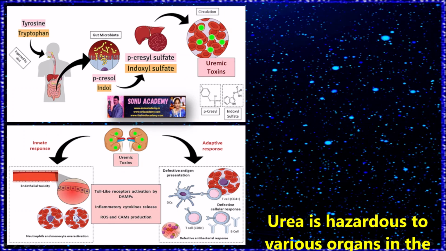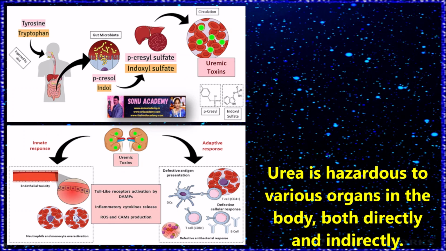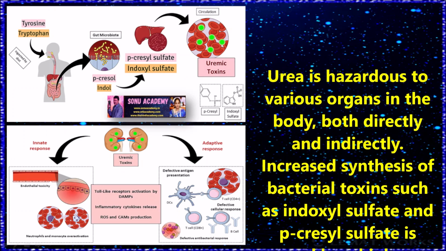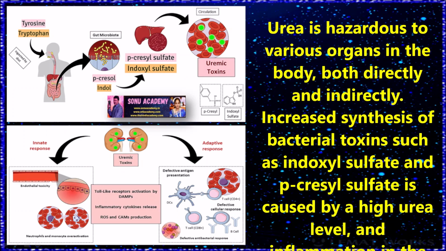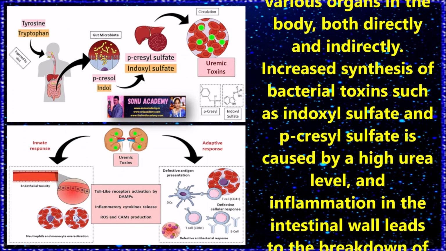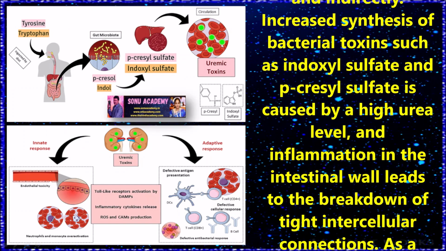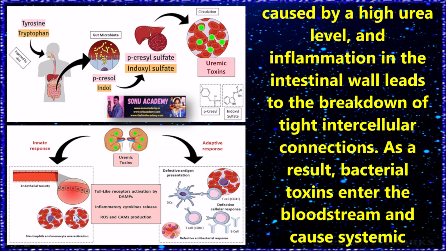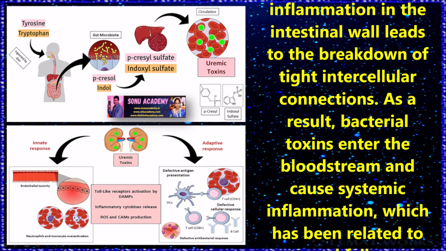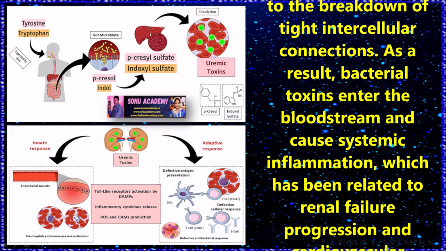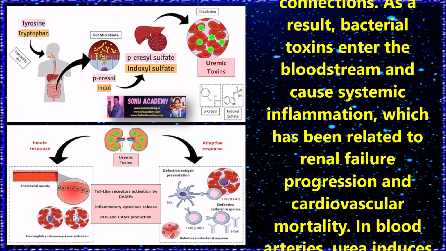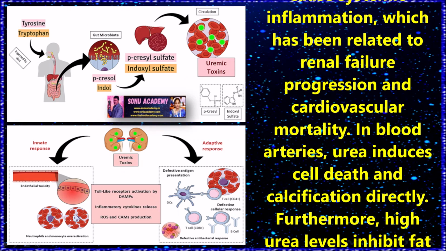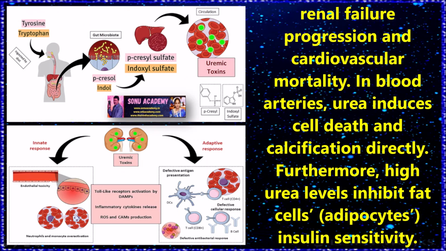Children, now let us discuss what happens if excess urea accumulates in the body. Urea is hazardous to various organs in the body, both directly and indirectly. Increased synthesis of biological toxins such as indoxyl sulfate and p-cresyl sulfate is caused by a high urea level, and inflammation in the intestinal walls leads to the breakdown of tight intercellular connections. As a result, bacterial toxins enter the bloodstream and cause systemic inflammation, which has been related to renal failure progression and cardiovascular calcification directly.